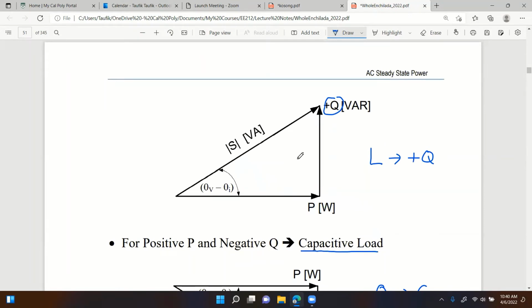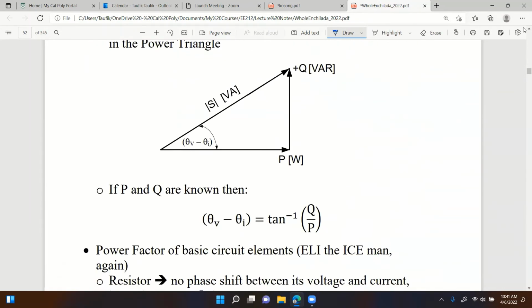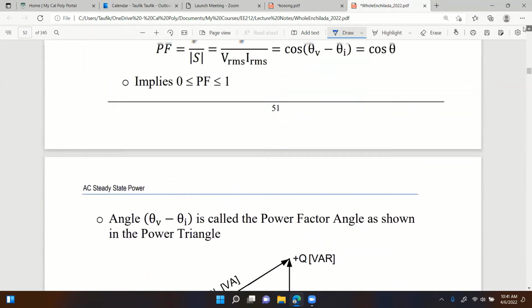We'll go through some examples, right? Making use of the power triangle. You'll see how powerful it is, right? Any questions? If not, then let's move on to the next one. That's the last concept I want to talk about today.